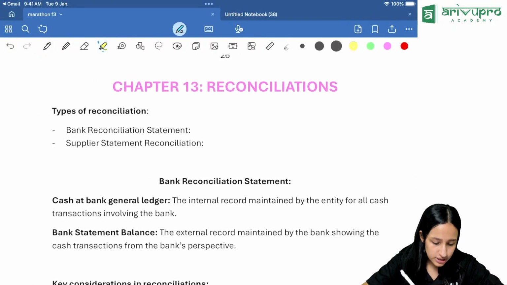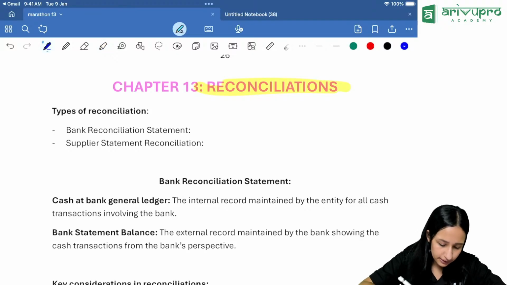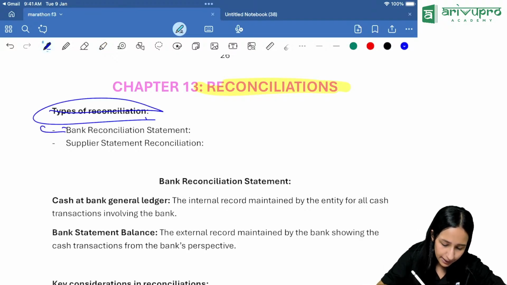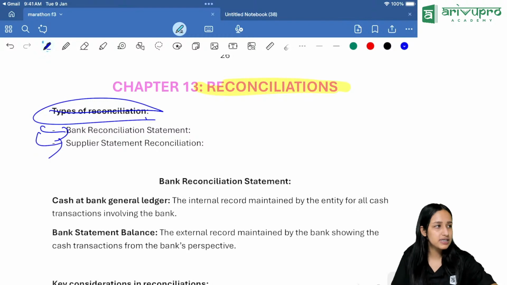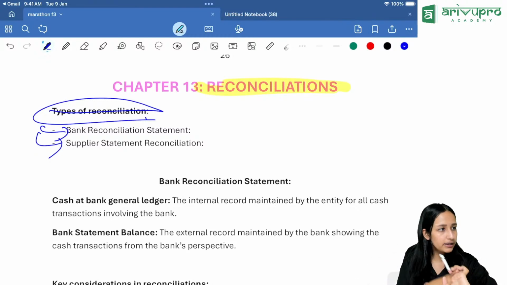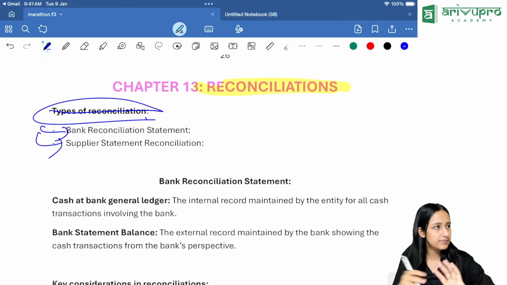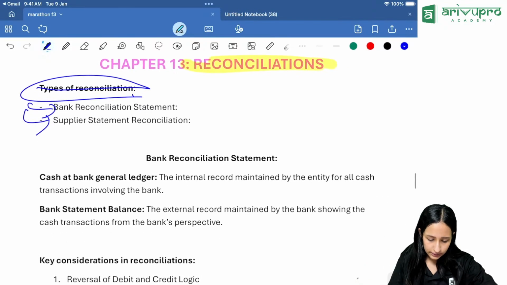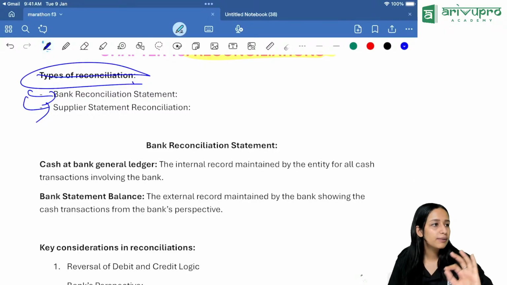Right, so the next chapter is reconciliation. Here we'll be dealing with two types of reconciliation. One is bank reconciliation statement and one is supplier statement reconciliation. So one, we'll be looking at whether the bank has done it properly, and two, we'll be looking at whether supplier statements are right. Now under bank, we're always going to assume that the bank is right.